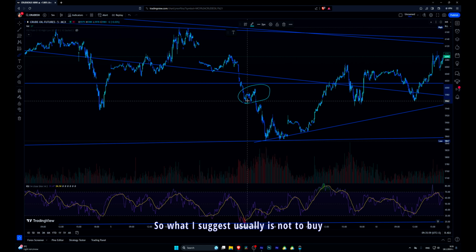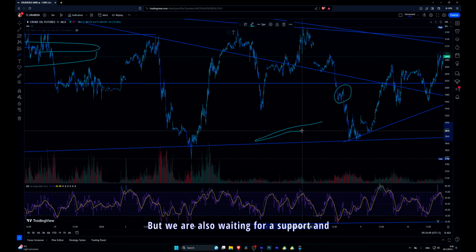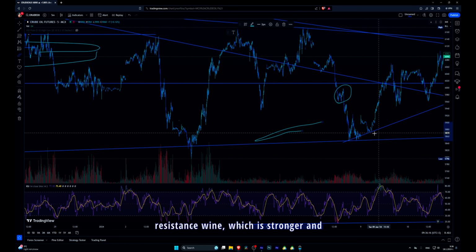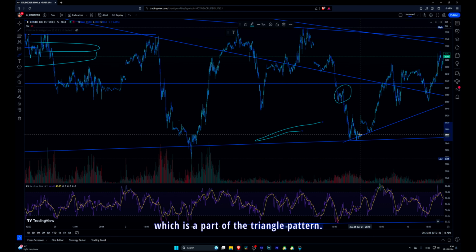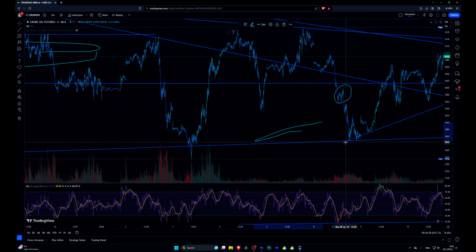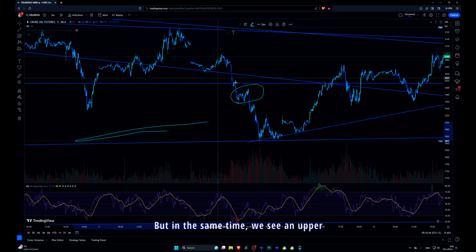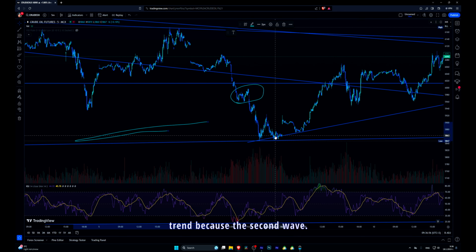So what I suggest usually is not to buy on the first wave, which can be considered oversold, but to wait for a stronger support and resistance line which is part of the triangle pattern. After confirmation from the RSI, we're looking for a support and resistance line. An upper trend is formed, and here it crossed the bottom line again, but at the same time we see an upper trend because of the second wave.